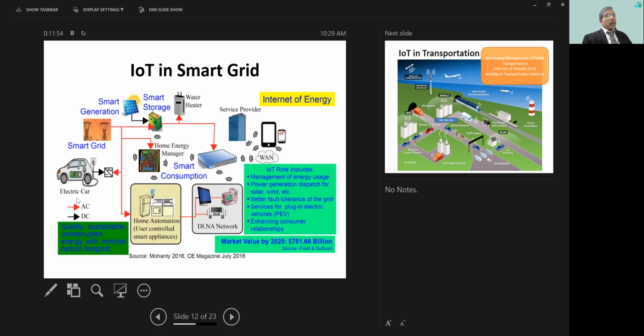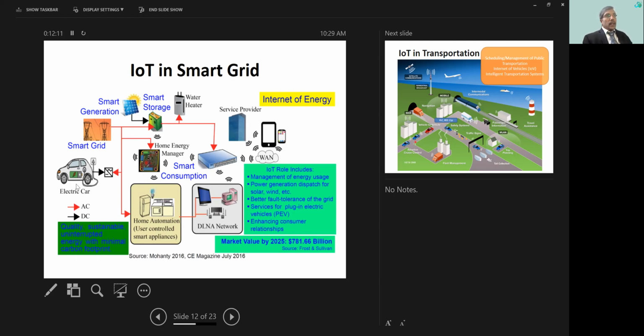Electric vehicles are added to the smart grid, and electric vehicles really can transform the way the grid operates, because electric cars can actually store a lot of energy. And these batteries can be used as a temporary storage device.